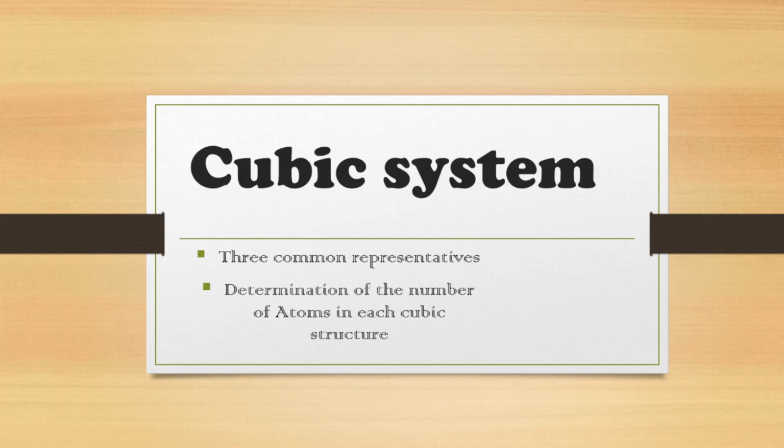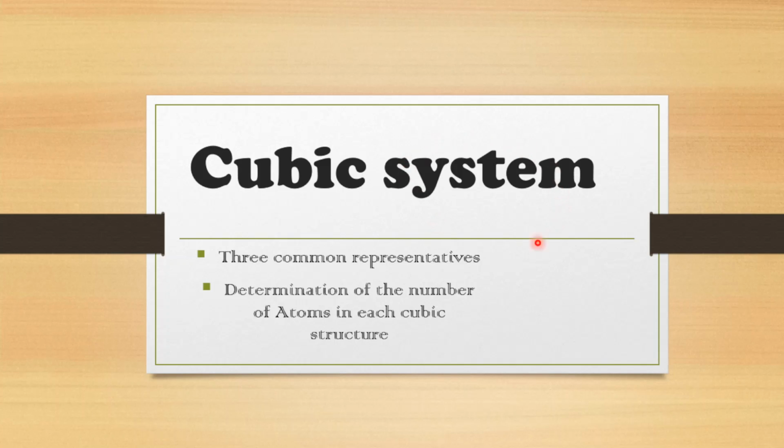In this video, I'm going to talk about cubic system or common cubic structures. The cubic crystal system is one of the most common and by far the simplest class of crystals. As the name itself suggests, all the crystal structures of this system have a cubic shaped unit.